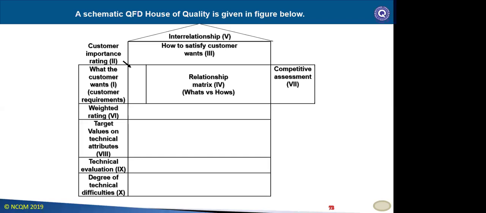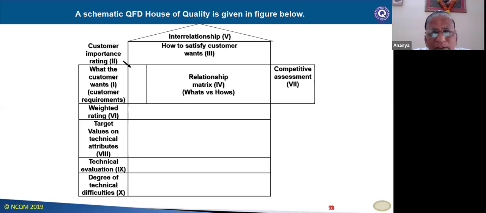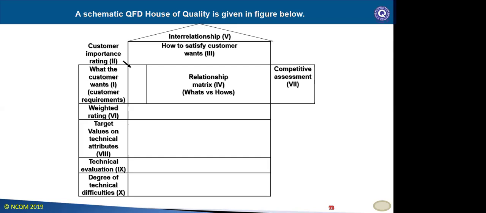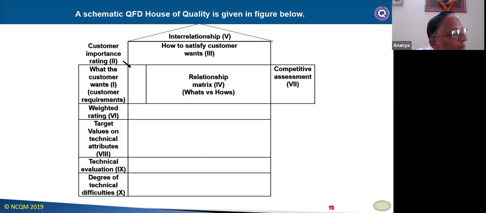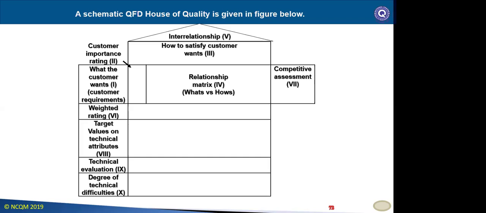Are we better, poor, or fair? Two customers with a competitor we take. Yeah. Nowadays with computer simulation, you can have a number of customers, but for understanding, we will take only 2 competitors. Correct. Good. Then there is a way to find out target values on technical attributes.